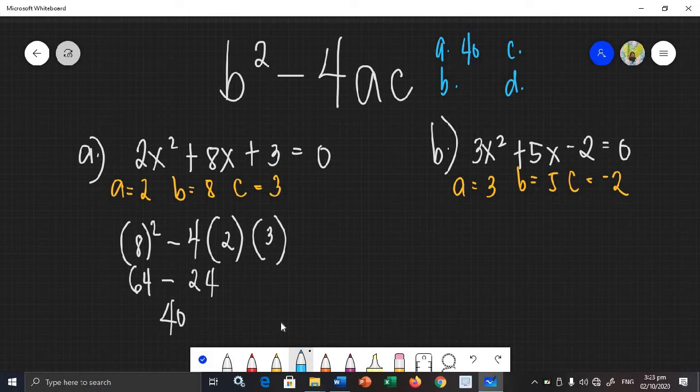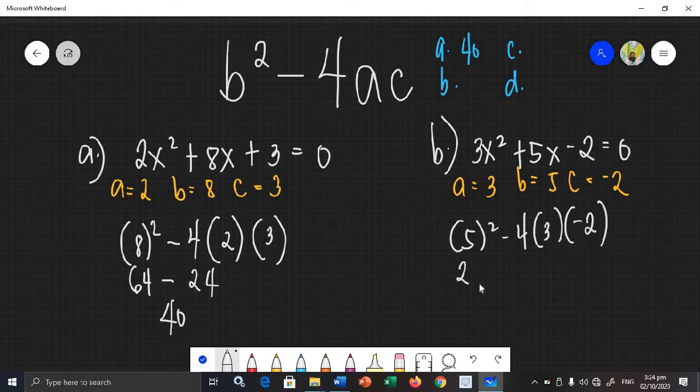Now, on the second equation, let's solve for the value of the discriminant. This is 5 squared minus 4, quantity 3, quantity negative 2. This is 25, negative 12 times negative 2. The answer is positive 24. Okay, so 25 plus 24, the answer is 49. Kung nabibilisan kayo, hindi ko na siya masyadong ini-elaborate, no? Kasi I know that you already know how to compute this, how to simplify this. So the answer in letter B is 49.